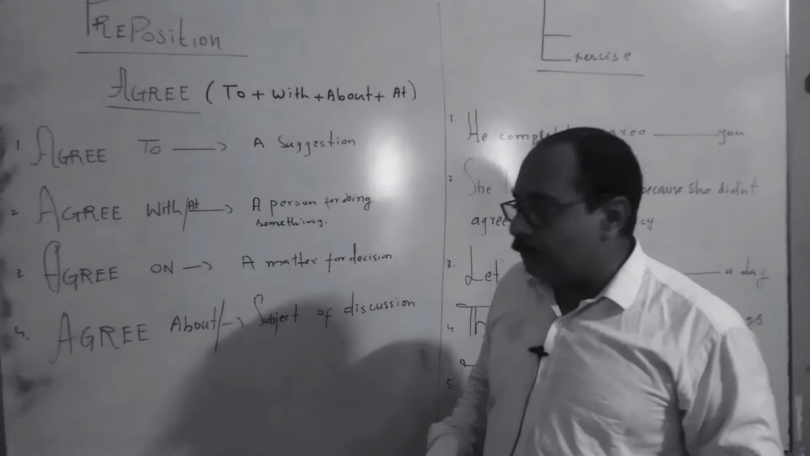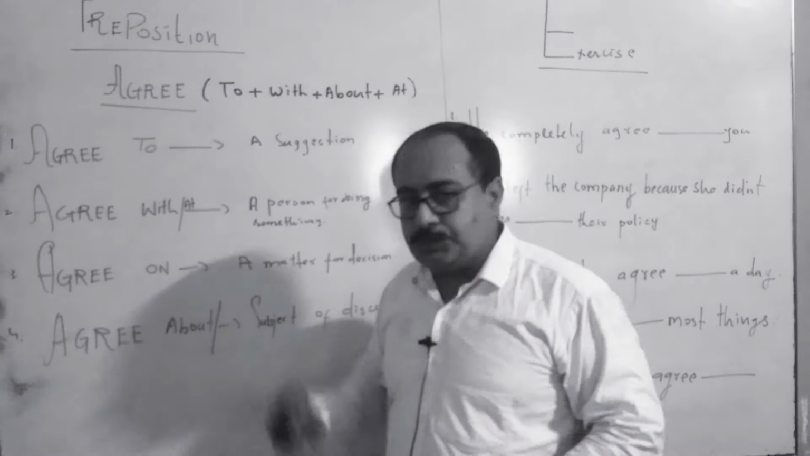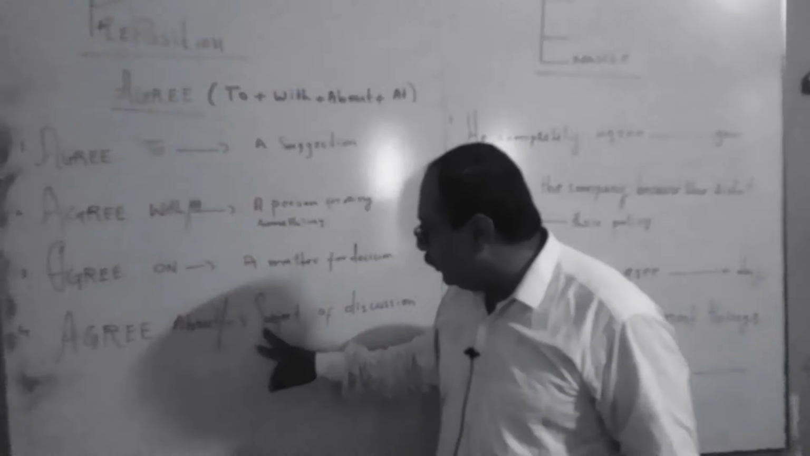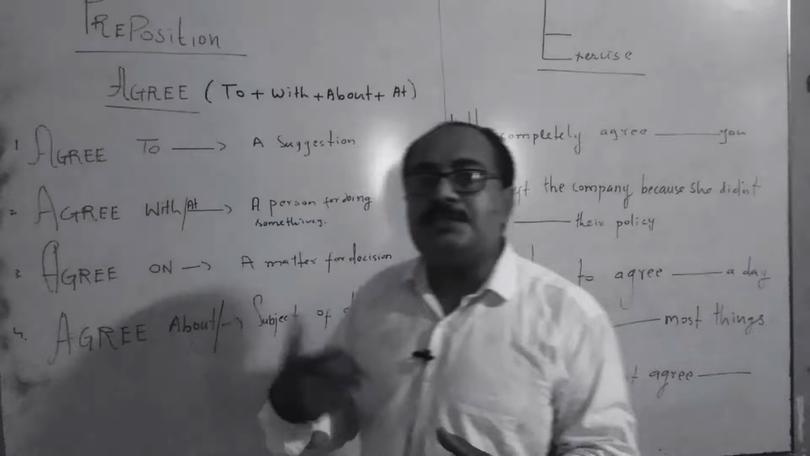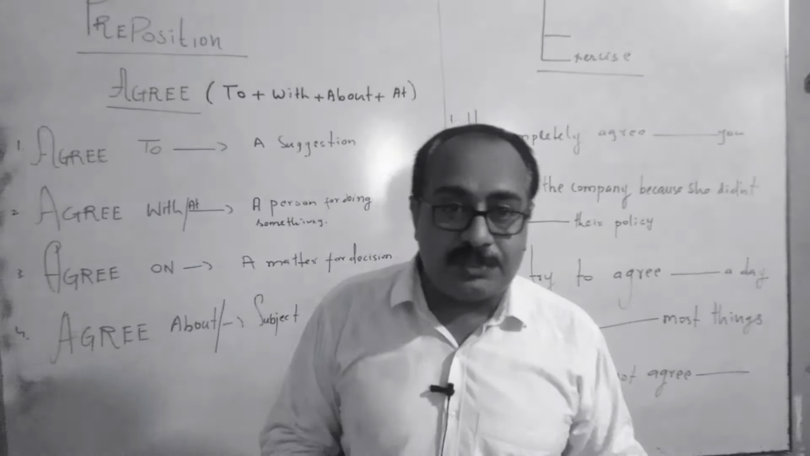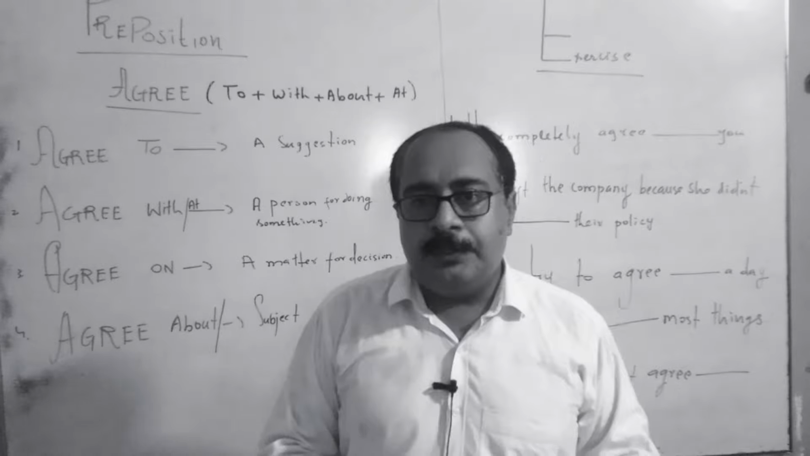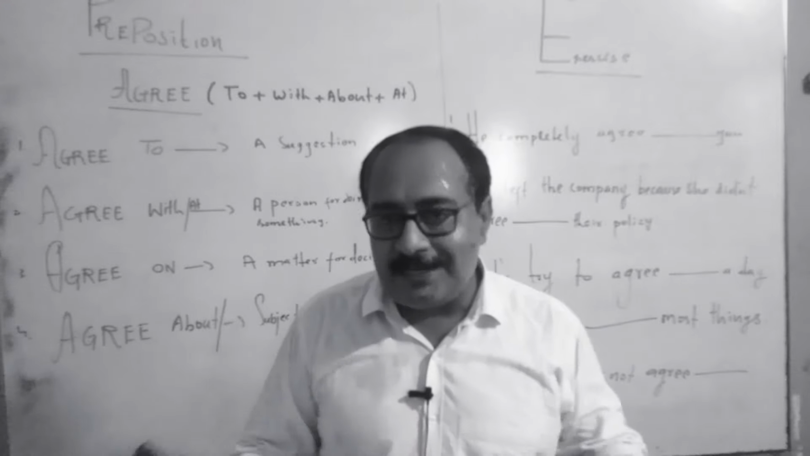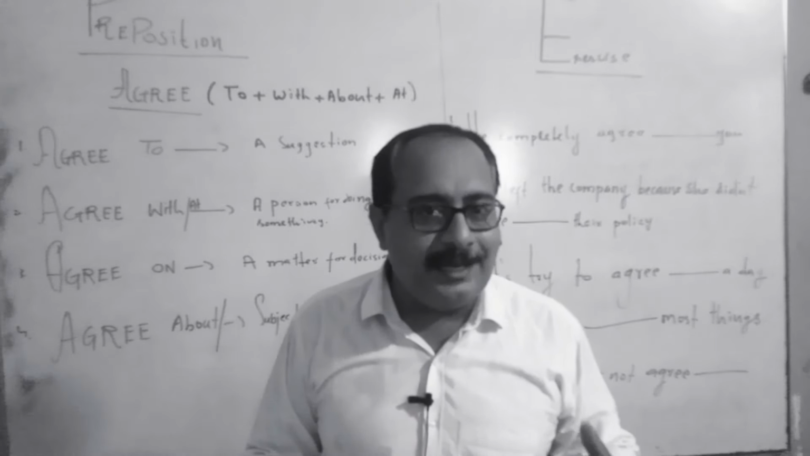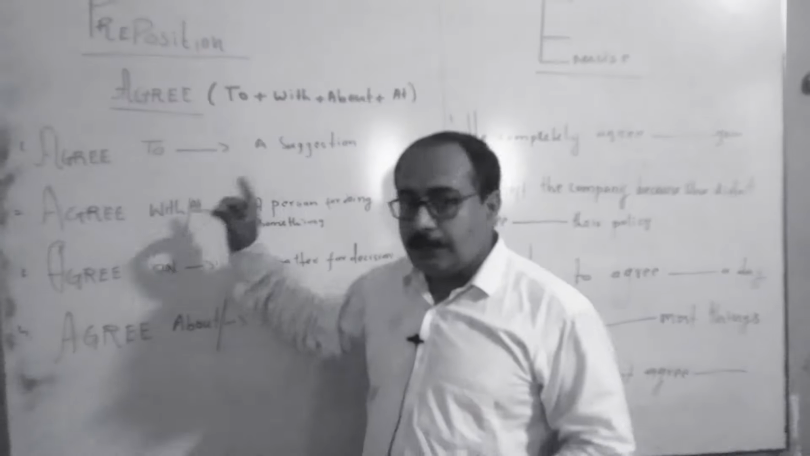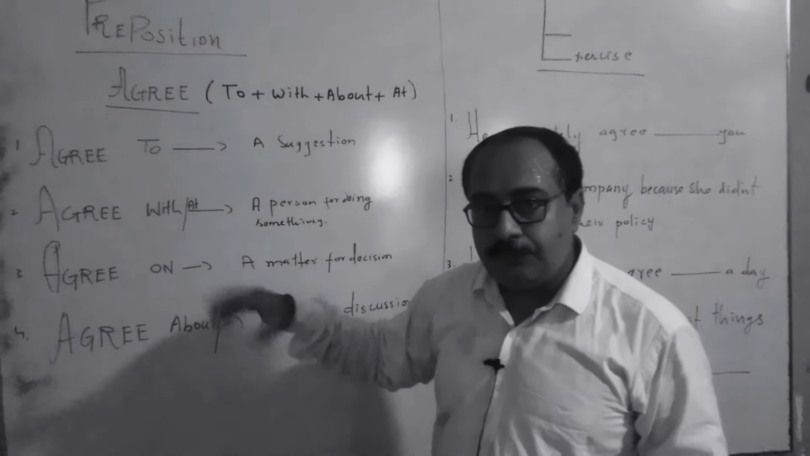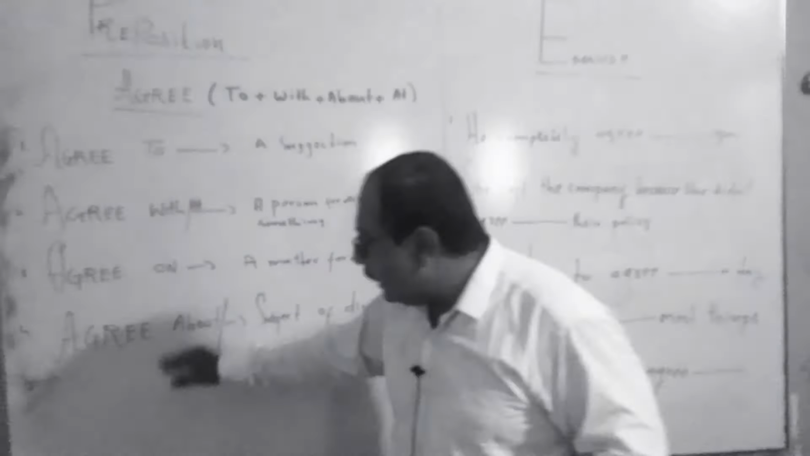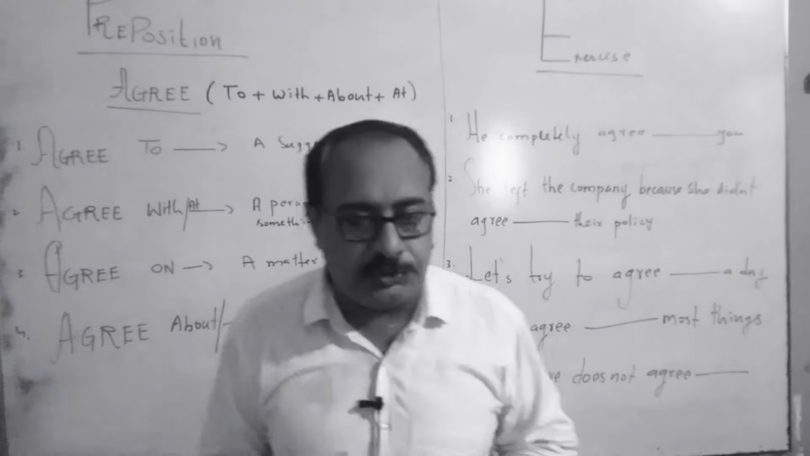Now, number four, agree about. We can also use agree with the preposition about. When about is used, it means we are talking about the subject of the discussion. If you remember these meanings along with their prepositions, then whenever any sentence comes in front of you, you can easily understand it. Again: agree to a suggestion, agree with the person for doing something, agree on a matter for discussion, agree about could be the subject of the matter, the subject of the decision.